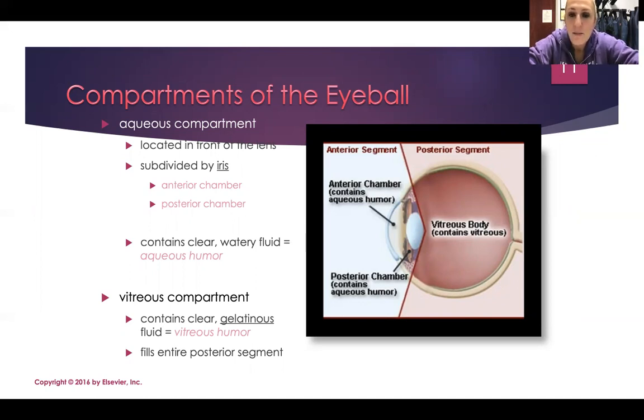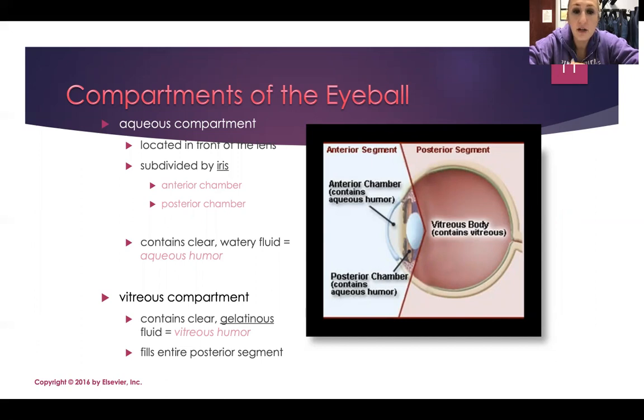So if you look at the sucked on skittle, that white lens that you see in the picture right there, behind or posterior to it is the posterior segment, which is the vitreous body. The anterior segment, which the lens is actually in, is the anterior chamber containing that aqueous humor. So the aqueous compartment is in front of the lens, which is subdivided by the iris. You can see that it has the iris as well as the pupil, since that's the hole, and that's kind of an additional space there.